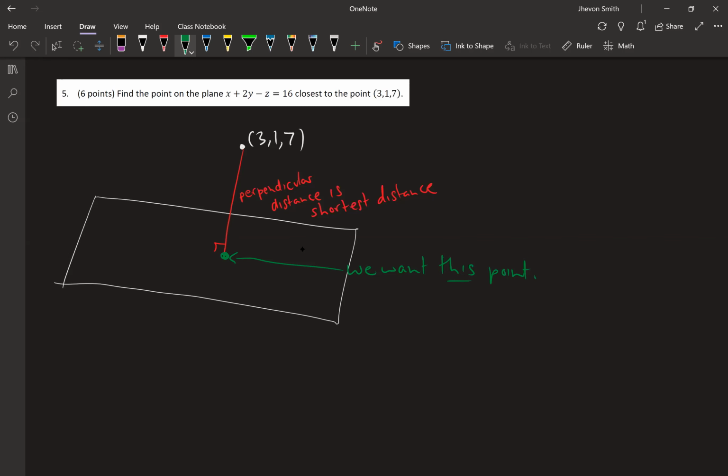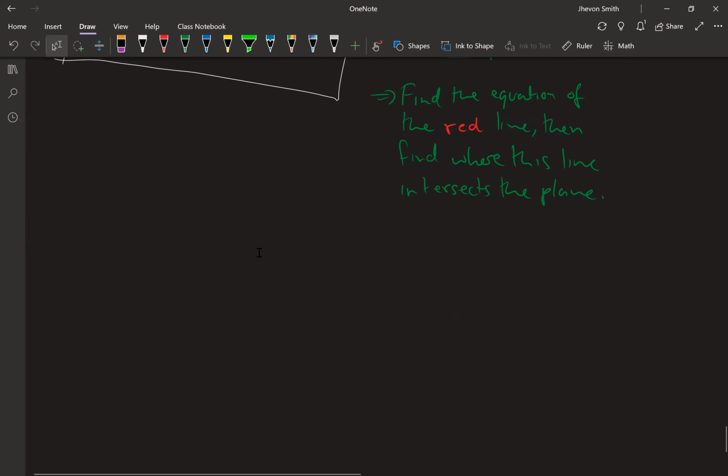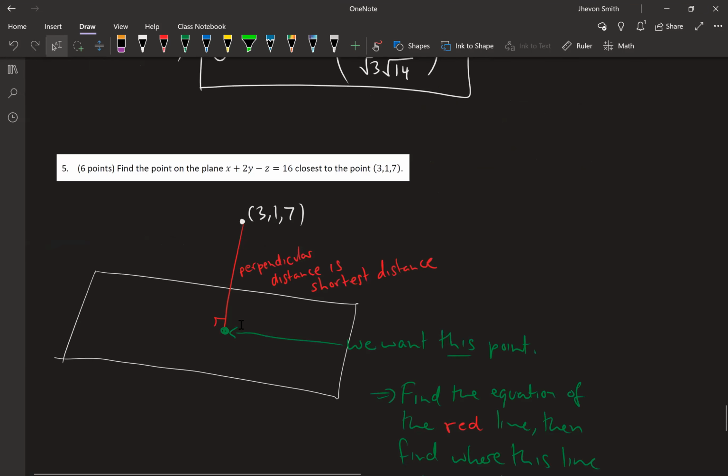So here's what we can do. Find the equation of the red line. Then find where this line intersects the plane. Now, the equation of the red line shouldn't be a problem. For the line, we know that a point on the line is going to be the point of consideration, (3, 1, 7). We also know that the direction of the line is just going to be the normal vector direction. I want a direction that's orthogonal to the plane, so that's just going to be the normal vector, (1, 2, -1).